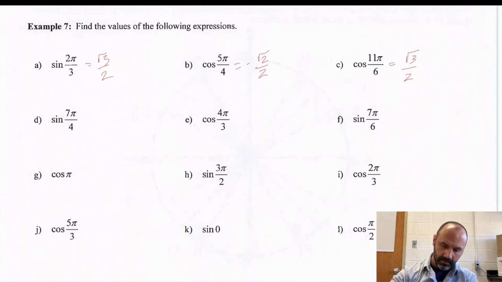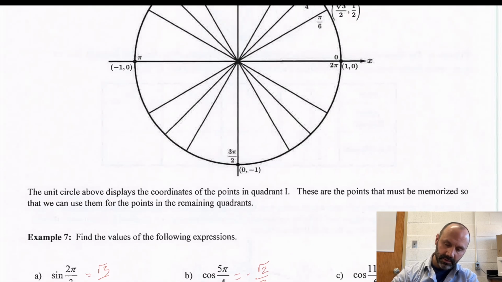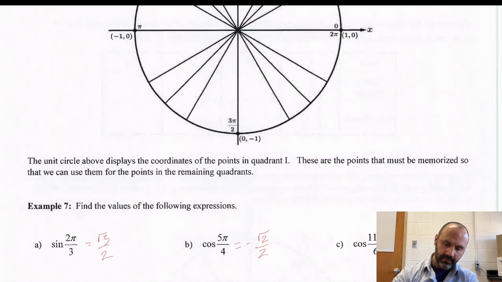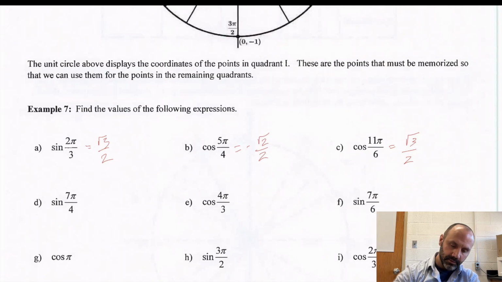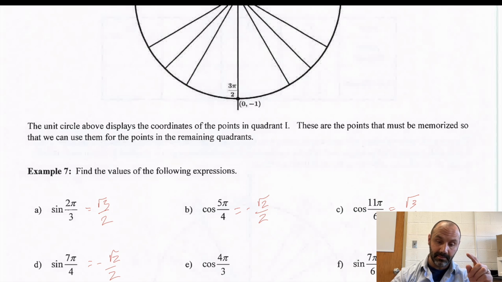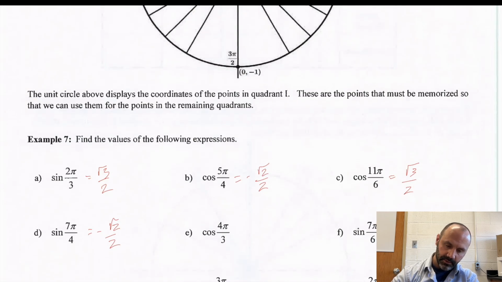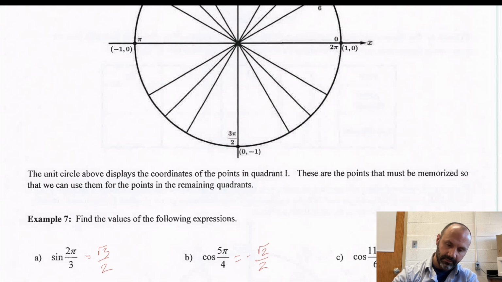Okay, D. It's a bunch of these. So D, sine of 7 pi over 4. Again, I'm in this same quadrant over here, and it's asking for sine, which is negative. That's important to pay attention to. So sine here is negative root 2 over 2. Cosine of 4 pi over 3. That's 1/3 past pi. Here's pi, and 1/3 past is here. It's asking for cosine, so negative 1/2.